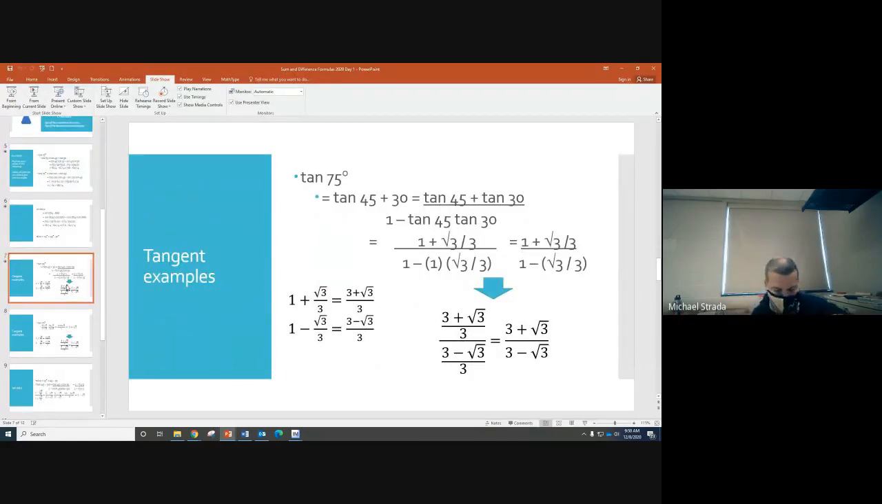Good. All right. A couple more tangents. Tangent of 75. 75 is 45 plus 30. So this becomes the tangent of 45 plus 30. All right. So with tangent, the numerator is the same sign as the original problem. So tangent of 45 plus tangent 30 all over 1, and then the opposite sign, the product of the two different degrees.